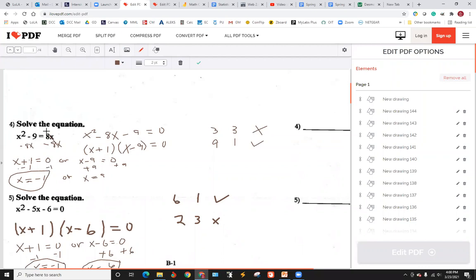Like I said, if you have to write it out to check it, by all means do it. I just don't really have enough room on here. And like I said, that's kind of bad form in a way, but it's just a matter of time. So 9 squared is 81. 81 minus 9 is 72. 8 times 9 is 72. So that one's good. All right. Any questions?